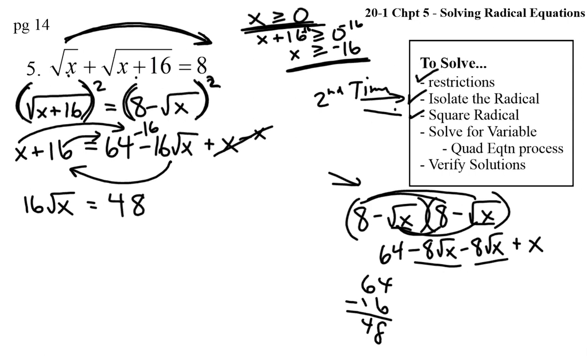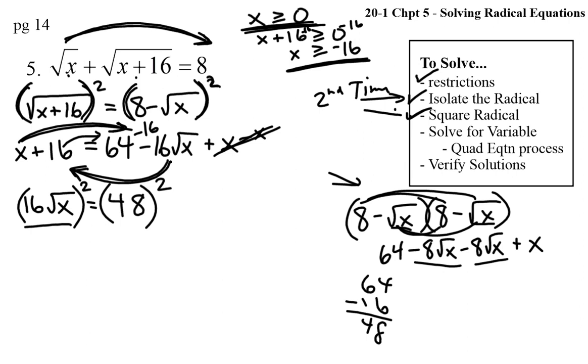I just end up with 16 root x equal to 48. Because the 16 root x came over, the x moved over and canceled out, and then I was just left with my 48. So now I have to square the radical a second time. So I need to square my radical, and that means I need to square the other side as well.